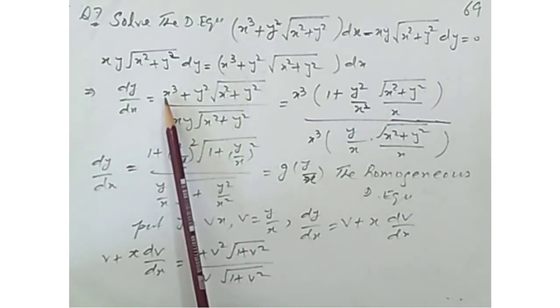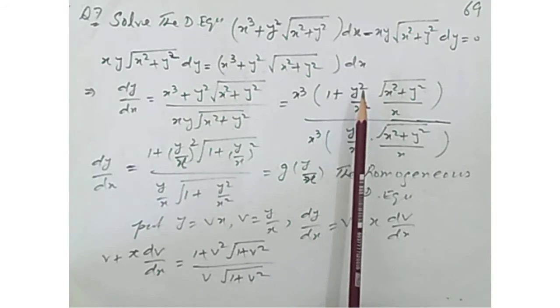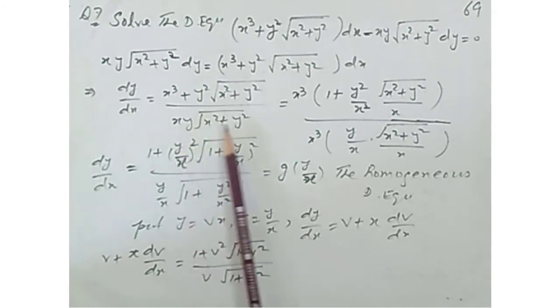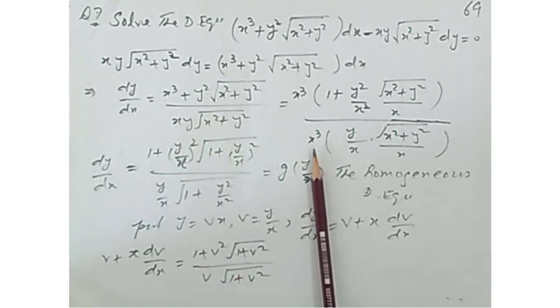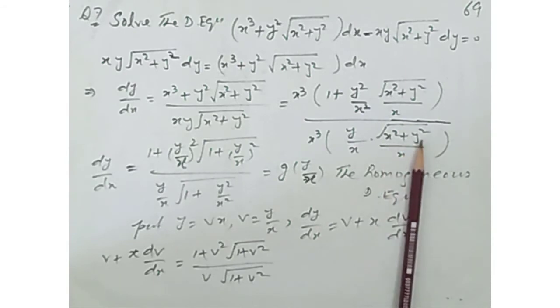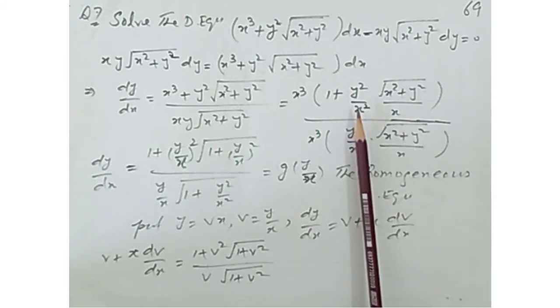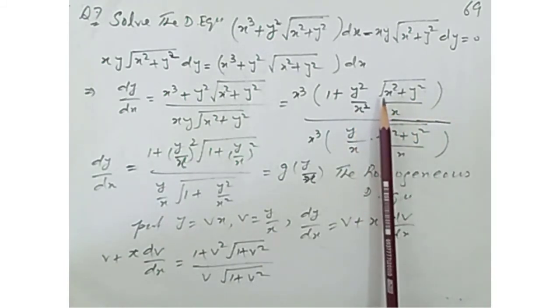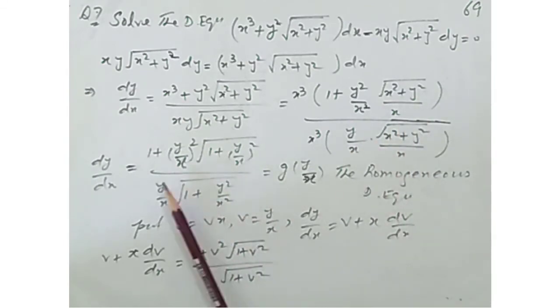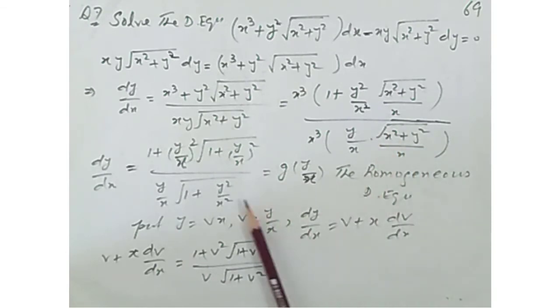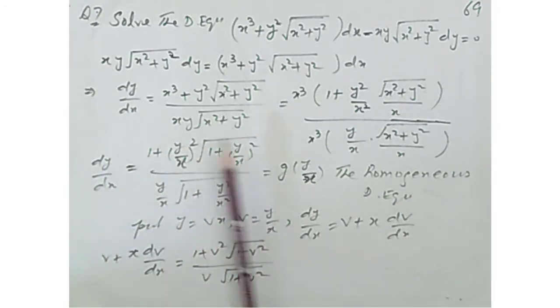So taking x cube common, we have 1 plus y square by x square into x under root x square plus y square divided by. In this step, we write this as x cube, y by x under root x square plus y square divided by x. They will cancel. So we have 1 plus y by x whole square under root, divided by y by x, and this becomes 1 plus y square by x square under root. This is a function of y by x. So this equation is a homogeneous equation.